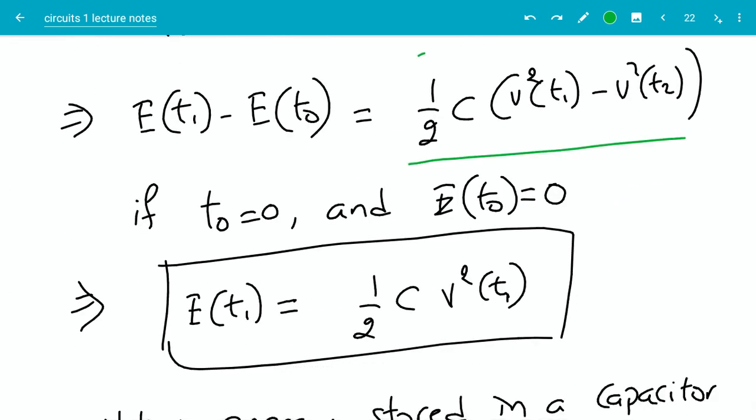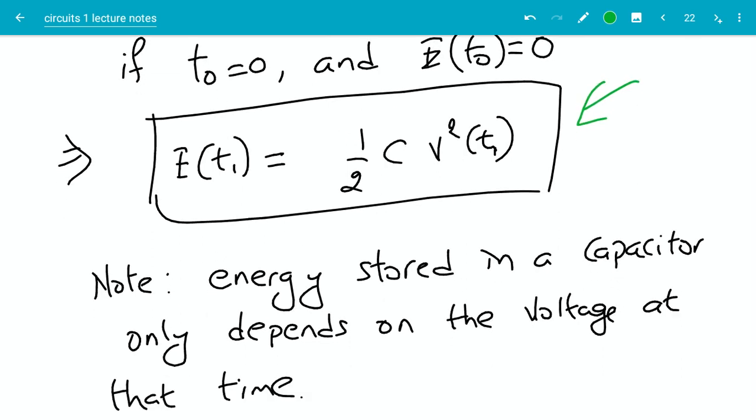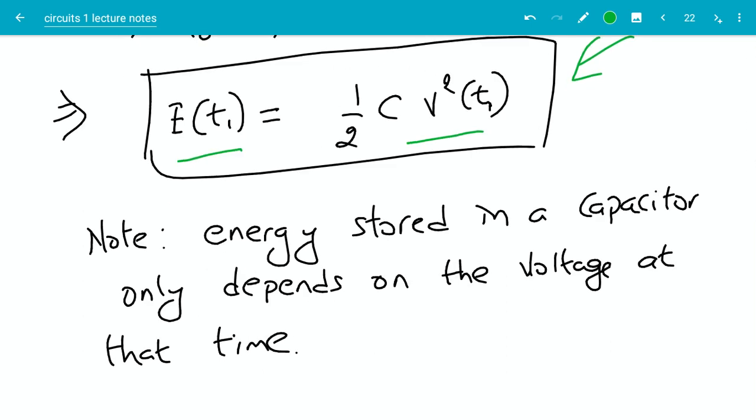Usually, again, you start with the capacitor completely discharged at t equal to 0. That means the energy at time t equal to 0 is 0, and the equation comes down to this simple equation. Note that the energy at any given time only depends on the voltage across the capacitor at that time. The energy stored in a capacitor only depends on the voltage across it at that time, and it does not matter how the voltage got to that point. It only depends on the instantaneous voltage, and that gives you the total energy stored in the capacitor. So that's the introduction to capacitors.